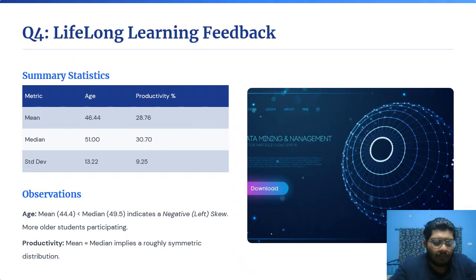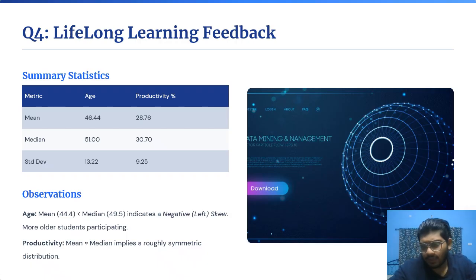Lifelong learning feedback. Now here are the observations and answers of this. Summary statistics: metrics, mean, median and standard deviation. Age has a mean of 46.44, a median of 51, and a standard deviation of 13.22. We have a data set, as you can see in the question paper. Productivity percentage has a mean of 30.70%, and a standard deviation of 9.25%.